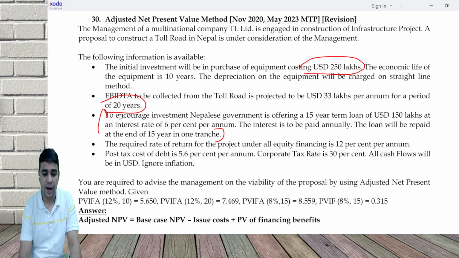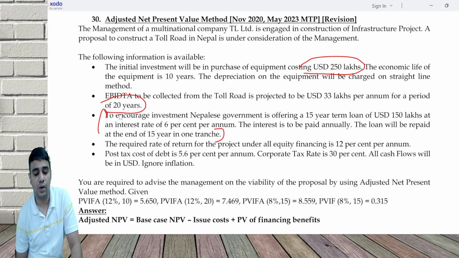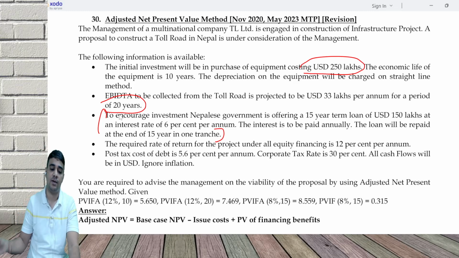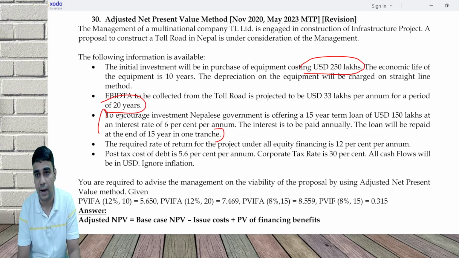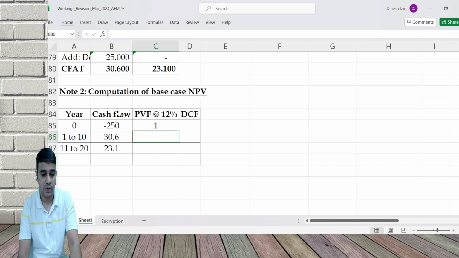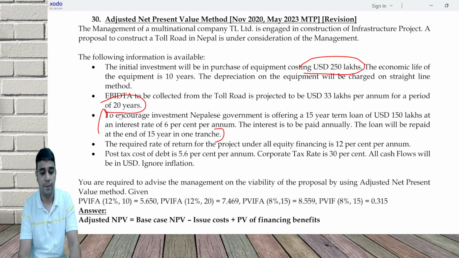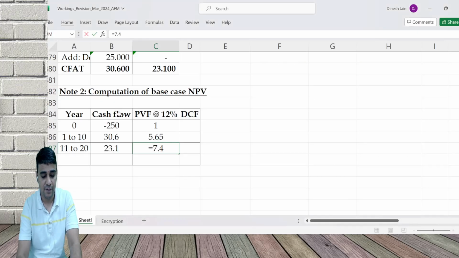See, they have given the factor for 1 to 10 and 1 to 20. Annuity factor is 1 to 10 and 1 to 20. Listen, from 1 to 20, if you subtract 1 to 10, you will get 11 to 20. You will get the factor for 11 to 20. So 5.650, 7.469 minus this.